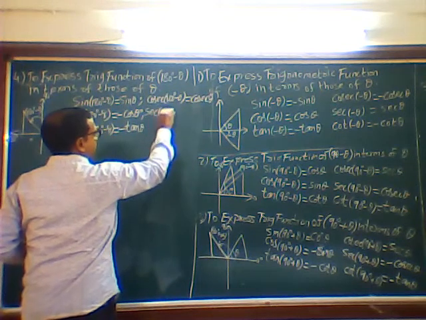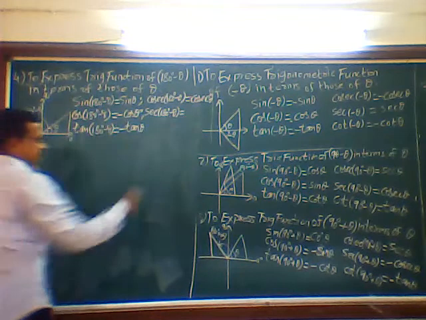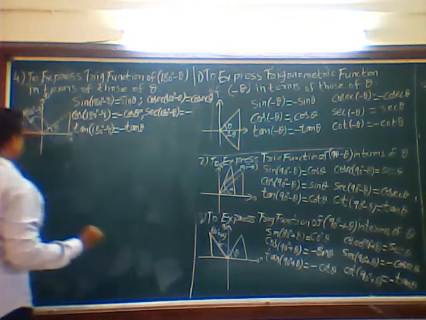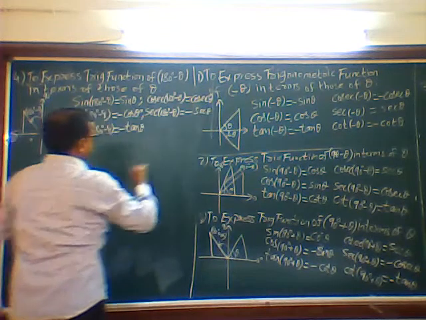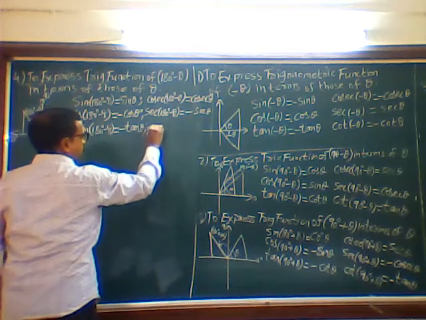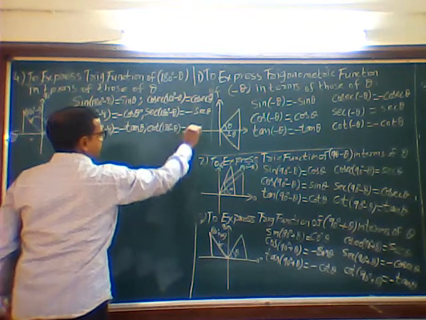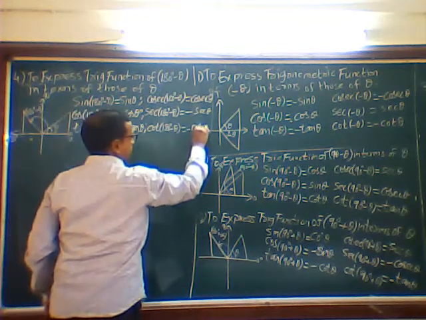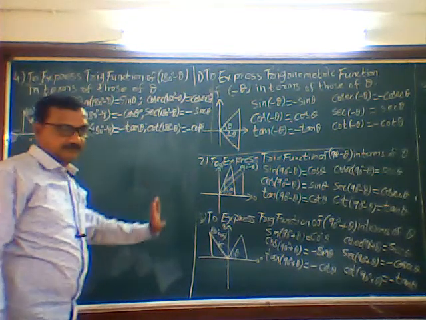Sec of 180 minus theta. Again, sec is what? Negative in this. Since the angle is lying on the x-axis, the ratio remains the same: sec theta. Okay, next, cot of 180 minus theta is what? Again negative, cot theta. Got it? This is how it is.